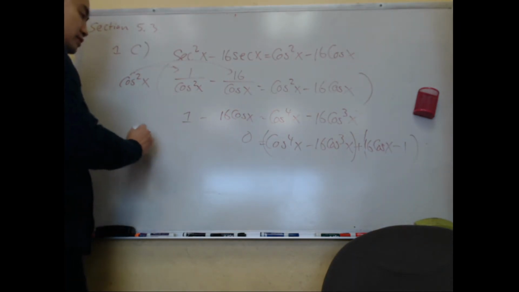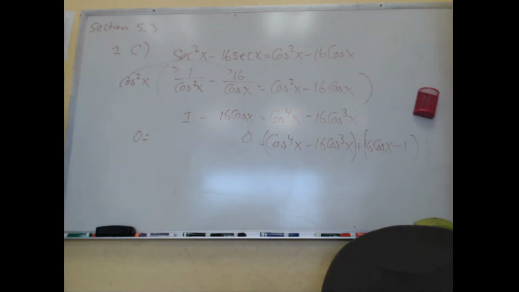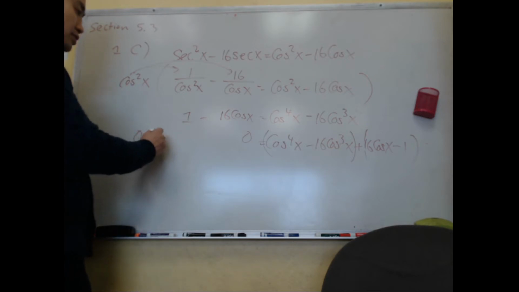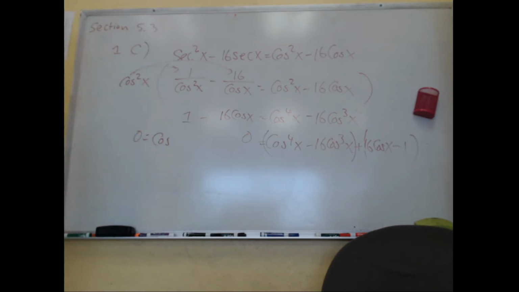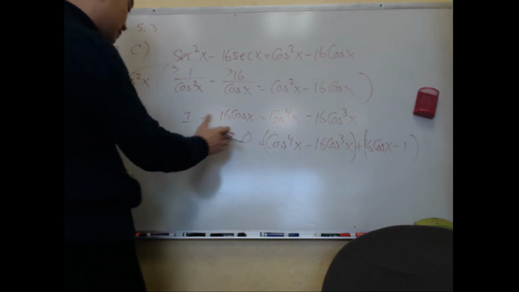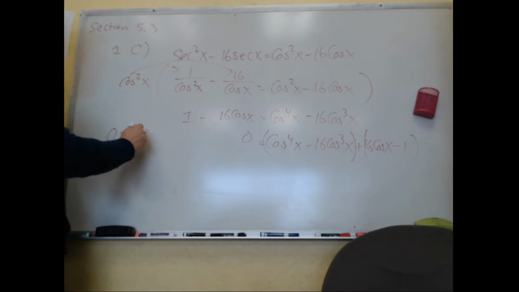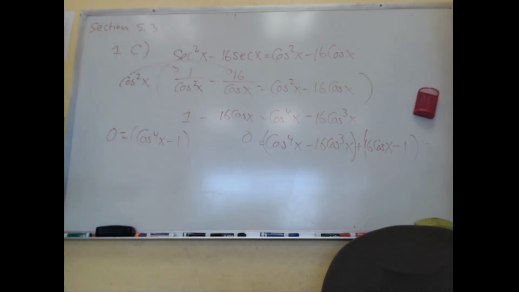So what do you notice? If you group the first two terms together, is there any greatest common factor? Cosine cubed of x. But you try to do it that way. What if you group the second and third? Let's do that. So instead of doing it this way, let's group the first and the last, because we can apply the difference of two squares.